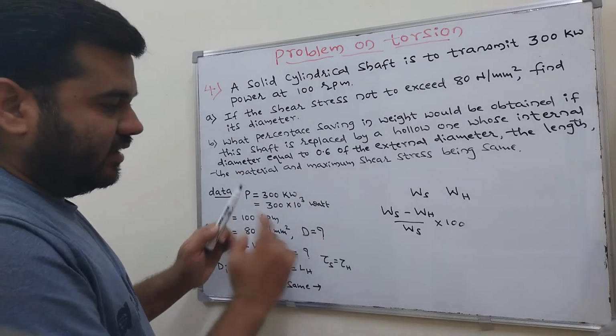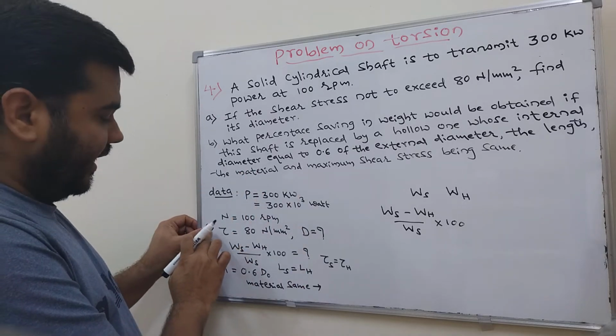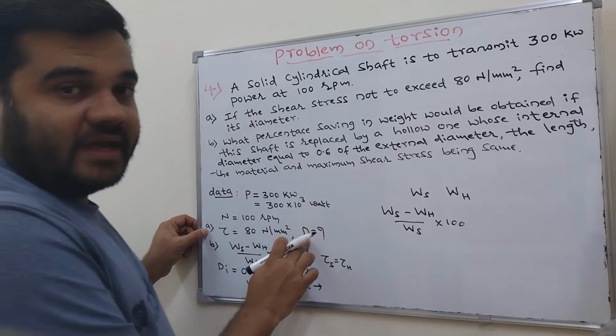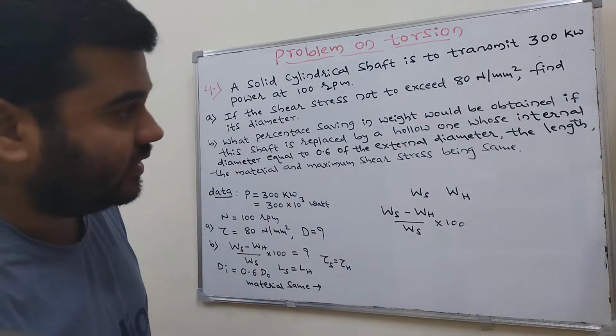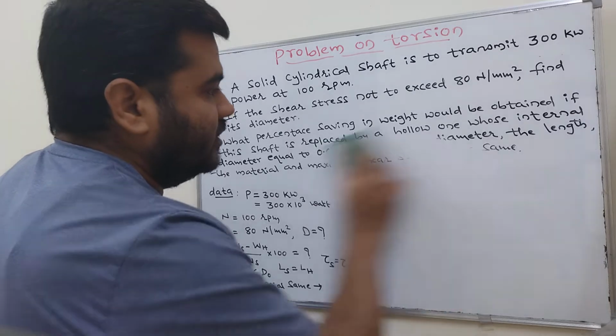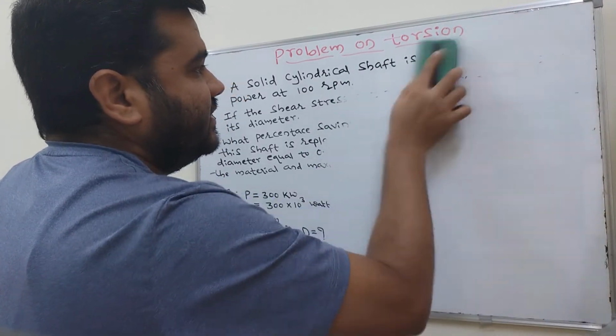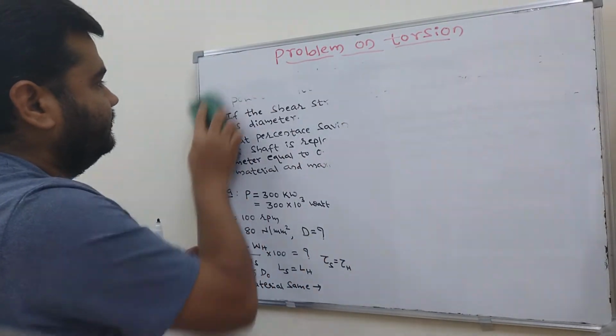By using this data, first we'll try to solve the A bit, that is we need to find the diameter of the solid shaft, then we will go for the B bit. Okay, so this problem I'll erase and we'll start the solution here.